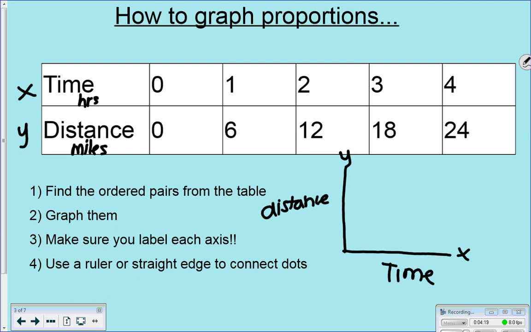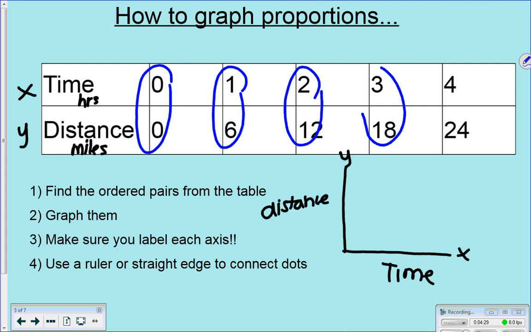So finding my ordered pairs from my table is very simple, because my ordered pairs are already given there for me. Here's an ordered pair, here's an ordered pair, here's an ordered pair. My ordered pair here would be 0, 0, this would be 1, 6, this would be 2, 12, 3, 18, 4, 24. Those are my ordered pairs. Pretty simple to pull those off.